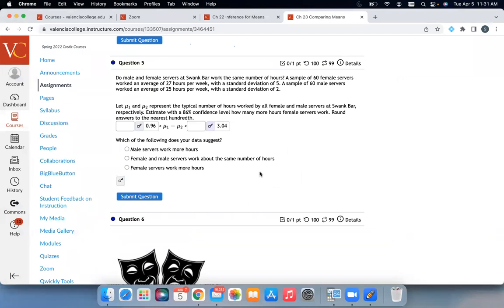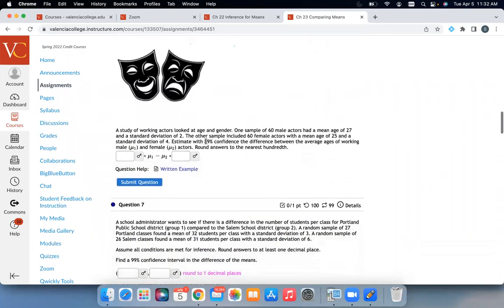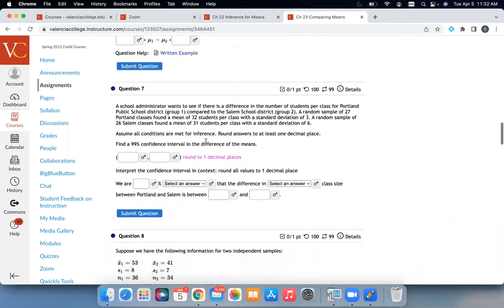And then the question is, based on that, who do we think won? Like, who wins this game? If both numbers are positive, group 1 is the winner, so to speak. If both numbers are negative, group 2 was the winner. If you get a negative and a positive, there's no winner. So here, we're pretty sure the female servers are working more hours. How many more hours? We think it's between 1 and 3, but we're only 86% confident of that. And that one has a written example.